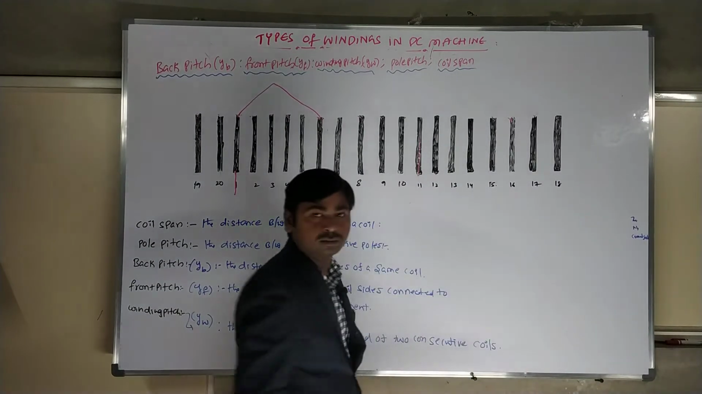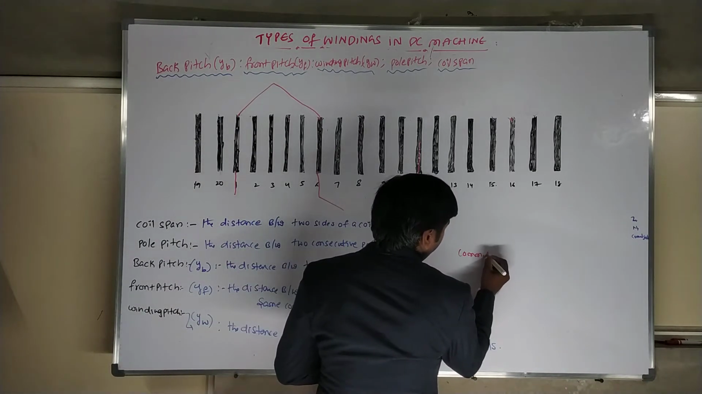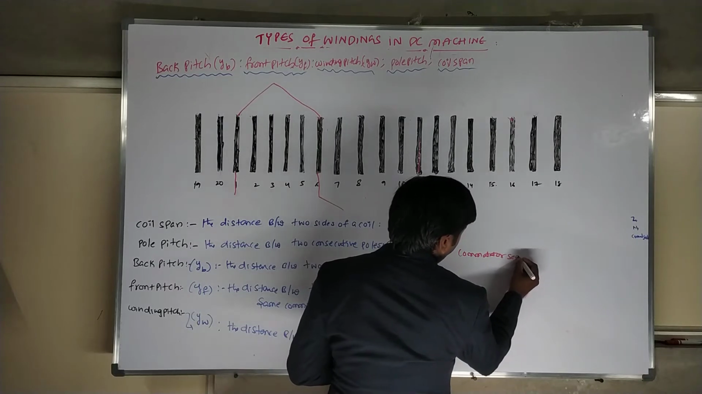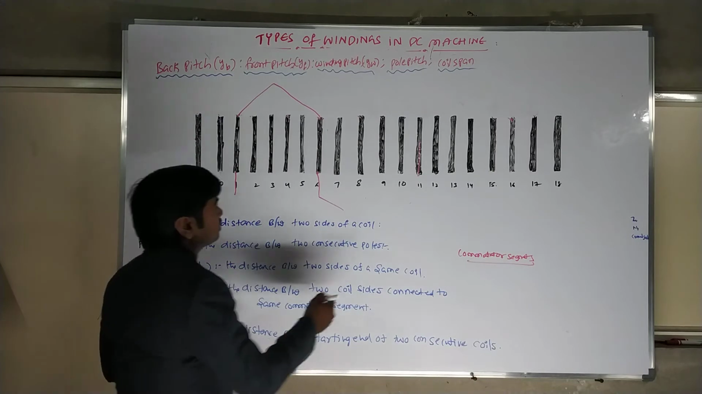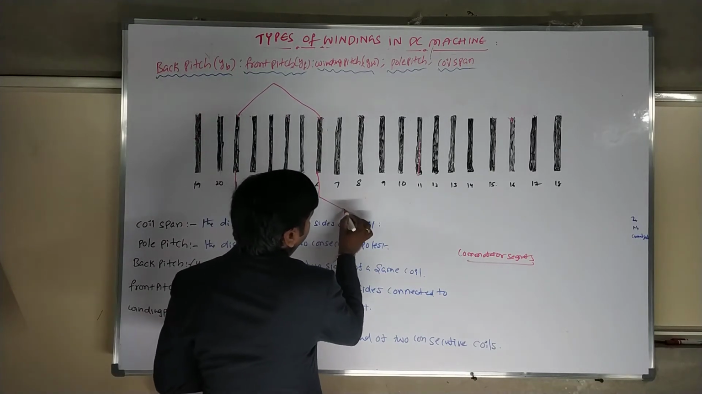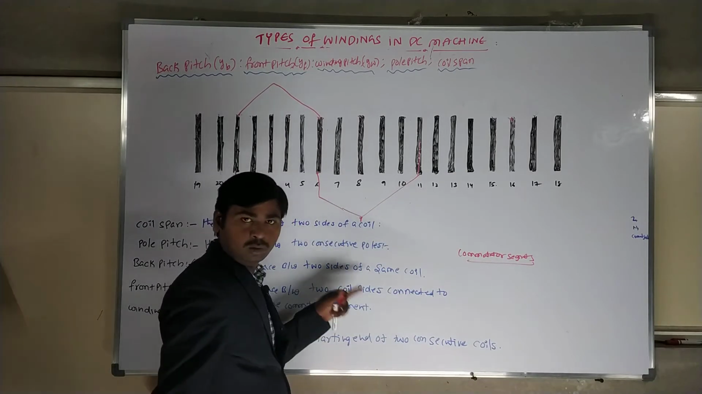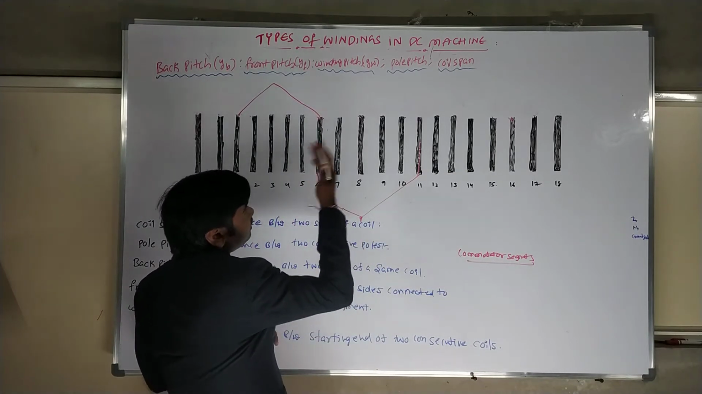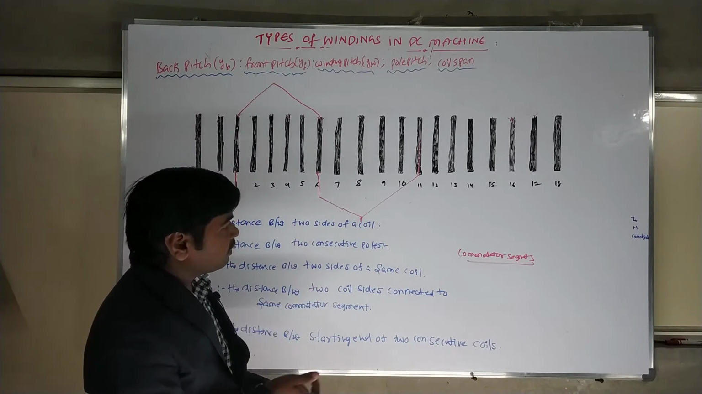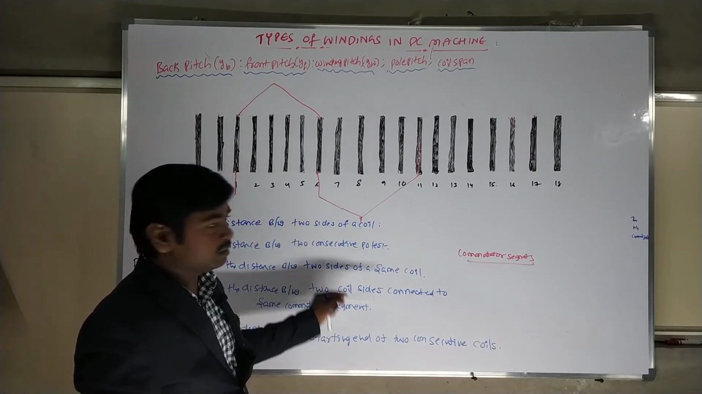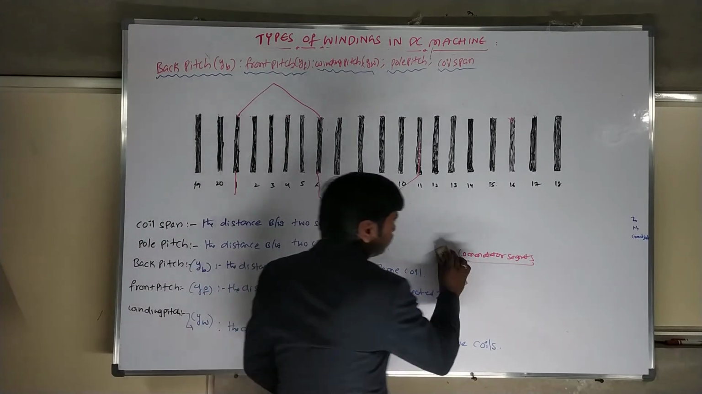Commutator segments. Interesting question. Let us draw a wave winding. It should go like this and go like this, and be connected to the commutator segment down. The top is the back view, and the front view is the commutator view. These are the commutator segments down. Later I will showcase this so you understand very clearly.